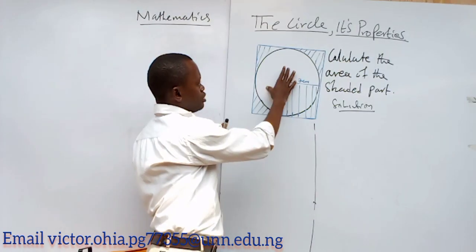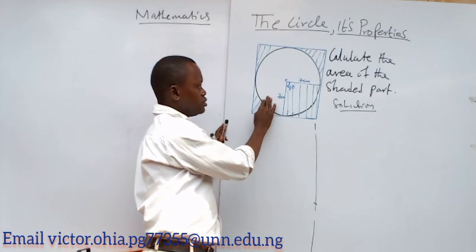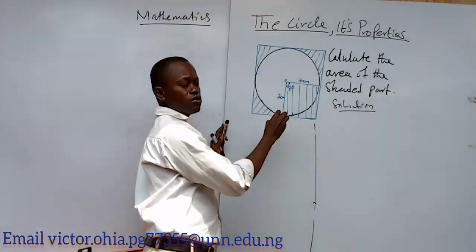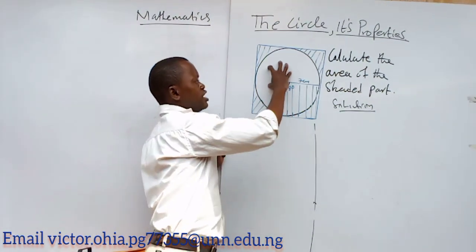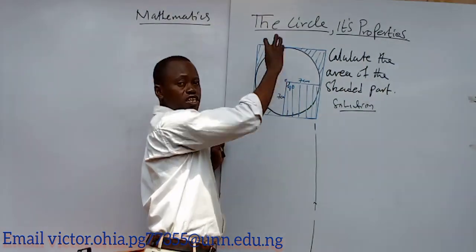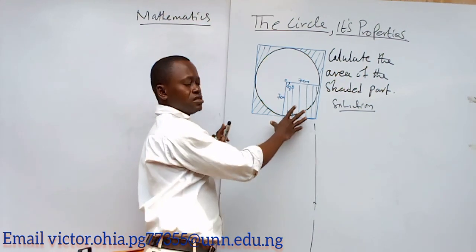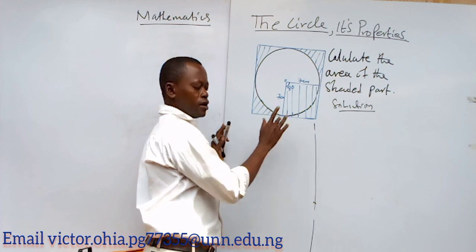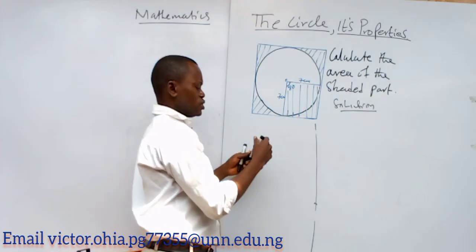If you look at this diagram, you see that there is an empty space here which is unshaded. Since we are talking about the shaded part, can it be possible for us to calculate the area of the square, calculate the area of this unshaded part, and do a subtraction of both, and then get the remaining, which is the area of the shaded part? I'm thinking that could be a possible way. Let's look at it quickly.